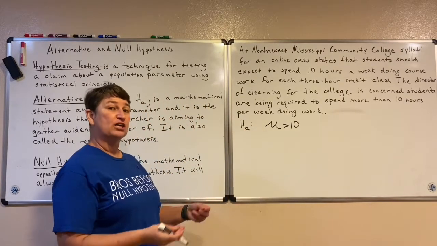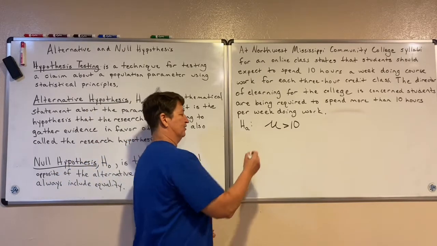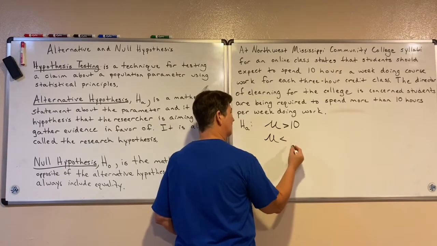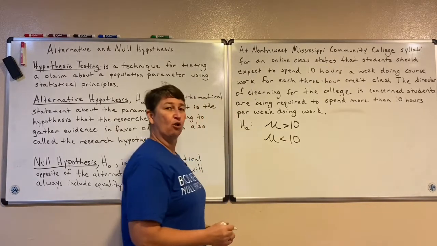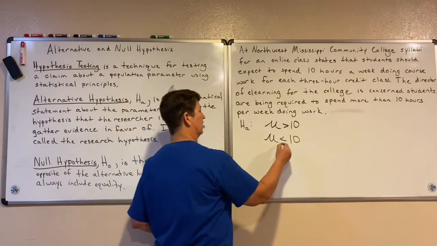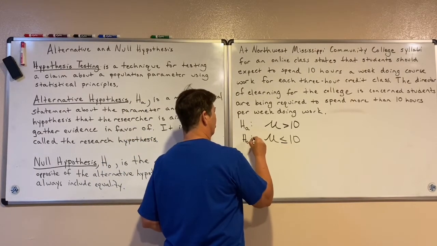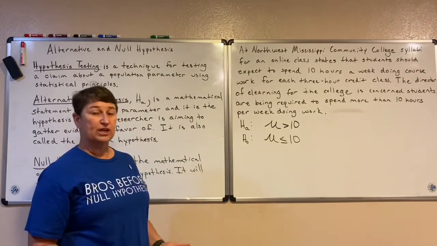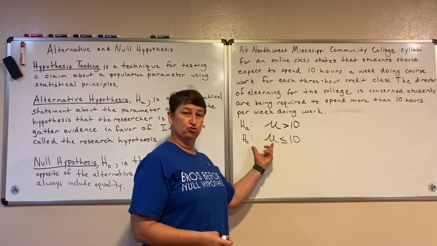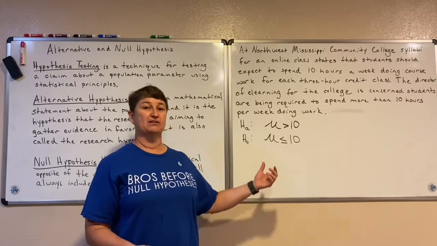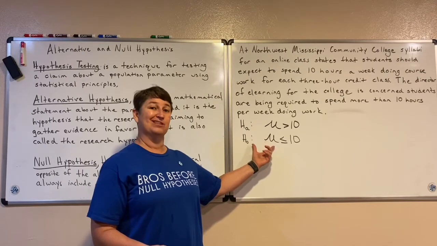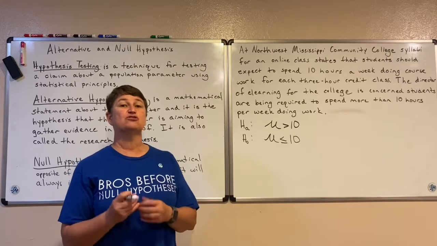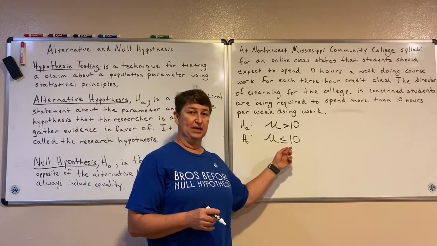Then the null is just the mathematical opposite of that. So here this was greater than, so therefore the null would be less than the 10. And the null always includes our equality. So the null hypothesis is that it is less than or equal to 10. So again, we are going to assume that this is true, that the average amount of time they're spending is less than or equal to 10, unless we gather enough evidence to show that, hey, that might not be the mean after all.